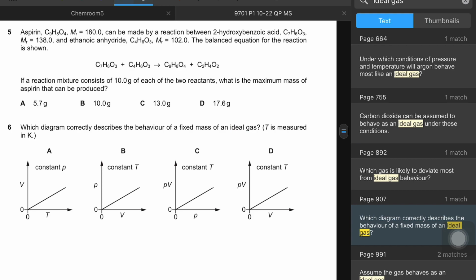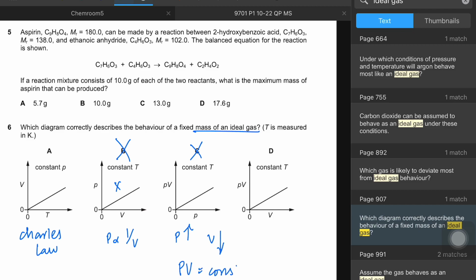Now this question says, which diagram correctly describes the behavior of a fixed mass of an ideal gas? Temperature is measured in Kelvin. So fixed mass means fixed moles. Option A seems correct because that's literally Charles' law. If you increase the temperature, the volume also increases. Option B is wrong because volume and pressure were supposed to be inversely related, not directly related. Option C is wrong because we know that the product PV is equal to nRT. So if volume goes up, pressure goes down, and PV is literally a constant, which is nRT. So option C is wrong.